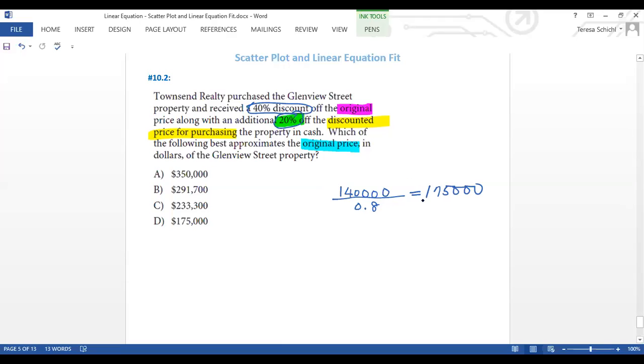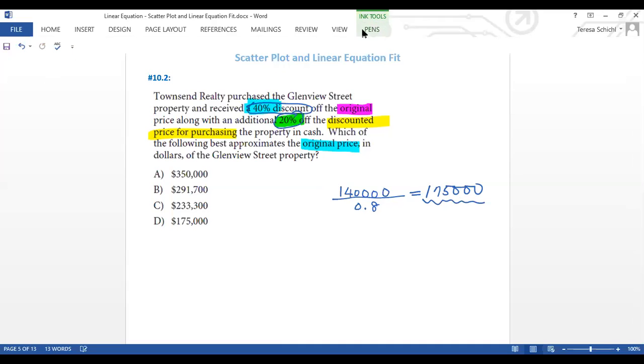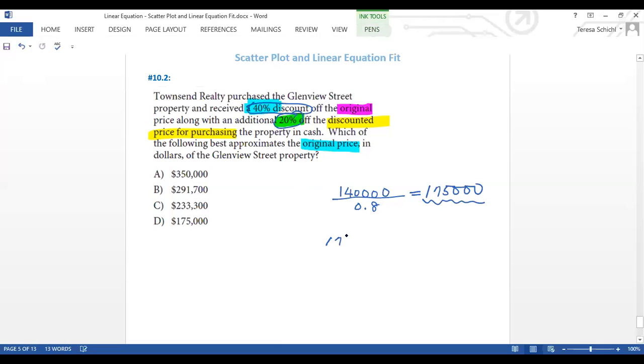But this 175 has another discount, right? So this is a 40% discount off the original price. So what does that mean? That means the 175,000, I already got the 40% discount. So the 175,000 is really how much? It's only 60% of the original price. So I divide by 0.6. So I will get 291,666.7, right? So it's very close to this number.